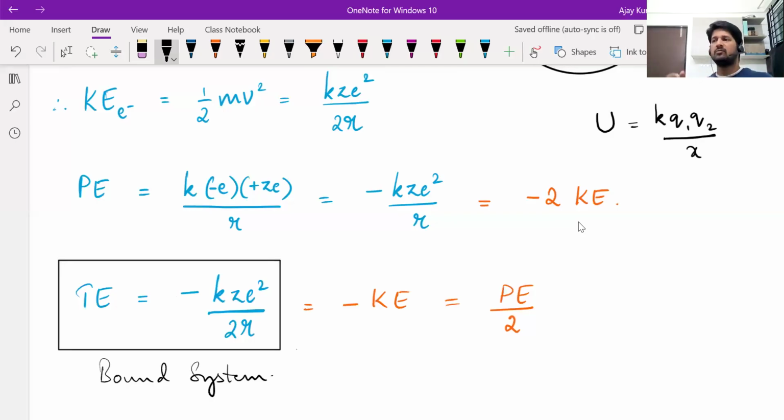You learn the same in gravitation also. A satellite revolves around a planet under the influence of gravitational force. And there you would have derived expressions for kinetic energy of the satellite, potential energy of the satellite, and total energy of the satellite. You will see very similar expressions there. And there also, the total energy of a planet satellite system will turn out to be negative. It's a bound system, means the satellite will not leave the planet. It will keep revolving around the planet.